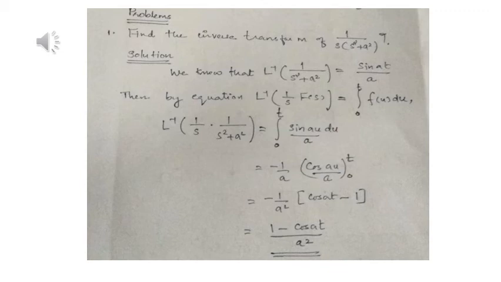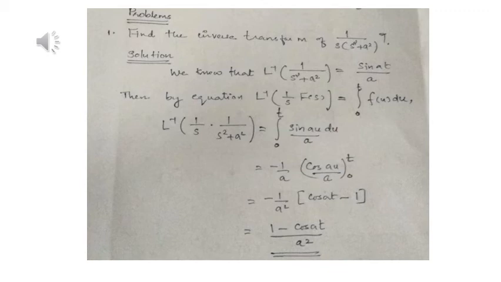We know that L inverse of 1 by s square plus a square is sin at by a. How? Because Laplace of sin at is a by s square plus a square. Now if it is only 1 by s square plus a square, then a should be the denominator of sin at, isn't it? That means Laplace of sin at divided by a is equal to 1 by s square plus a square. That means L inverse of 1 by s square plus a square is equal to sin at by a.